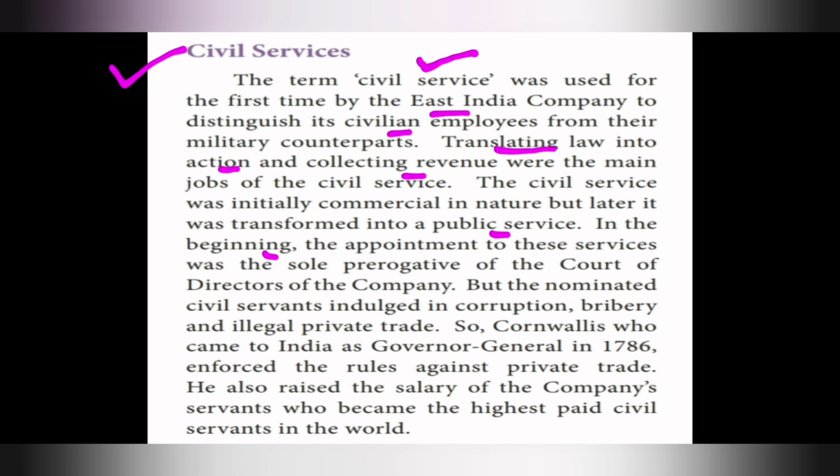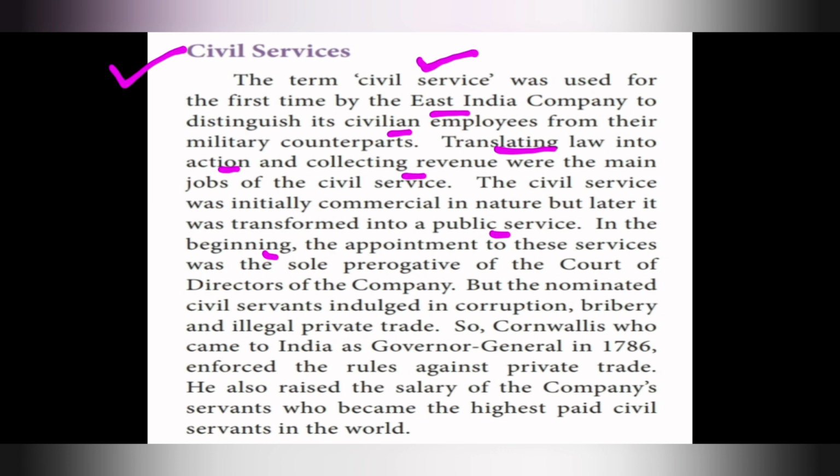The nominated civil servants indulged in corruption, bribery and illegal private trade. In the earlier stage they were working in a very good manner, but later the civil servants started to practise corruption, taking bribes and doing illegal trade without the knowledge of the higher authority. Everything started to get corrupted.